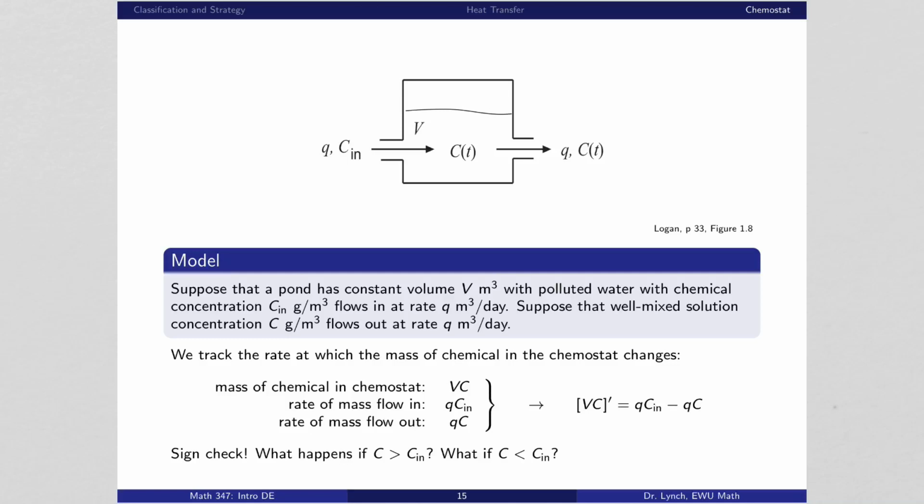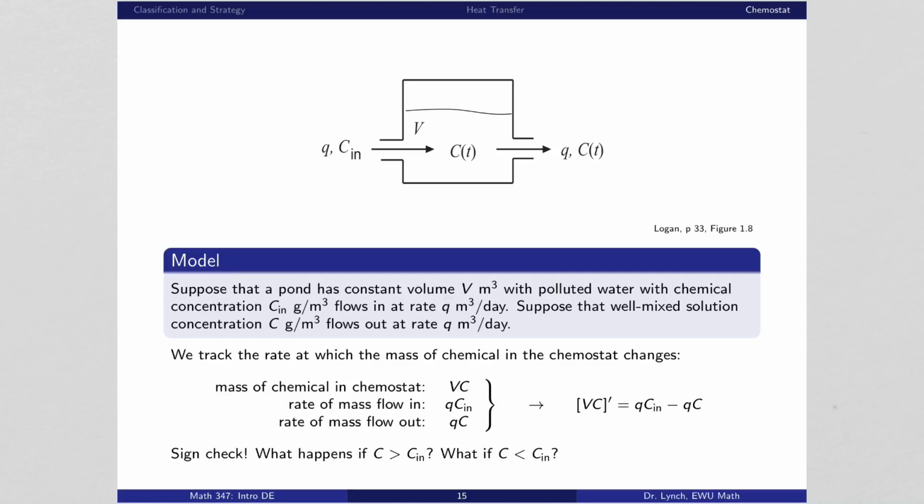Okay, so just like before, a quick sign check. What do we expect to happen if the concentration in the tank is greater than the concentration coming in? In that case, we would expect the concentration in the tank, or the mass of chemical in the chemostat, to be decreasing, and we can see that's true. And if the concentration in the tank is less than the concentration coming in, so that a stronger chemical is coming in, we would expect the mass of chemical in the chemostat to be increasing, and we can see that's the case for C less than C_in as well.